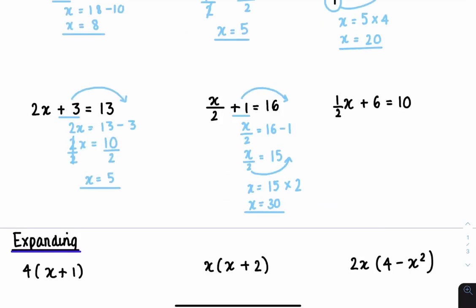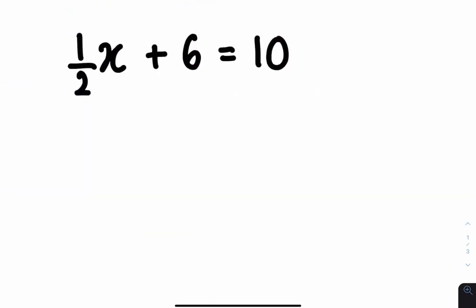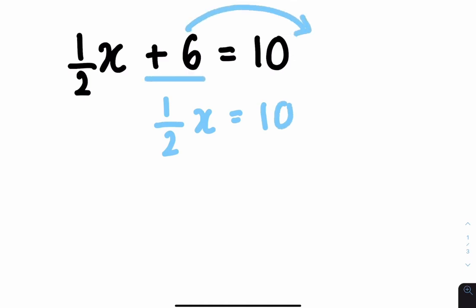Our final example. Again, move this plus 6 to the other side because we want to get x on its own. So we'll be left with half x equals 10. The opposite of plus 6, when you move it over, it's going to become minus 6. So now we have half x equals 4.